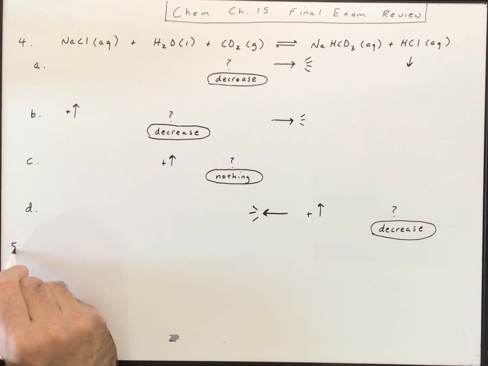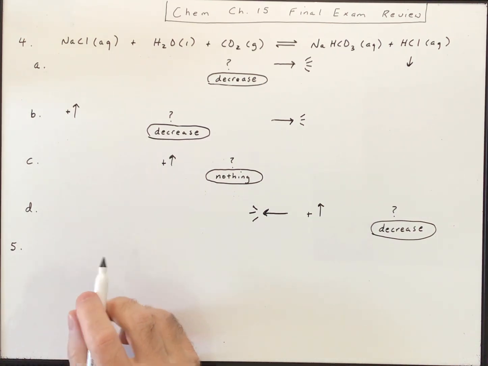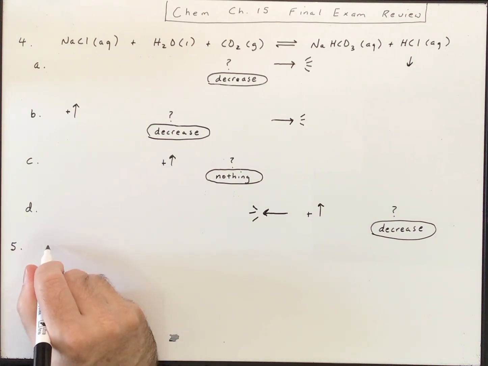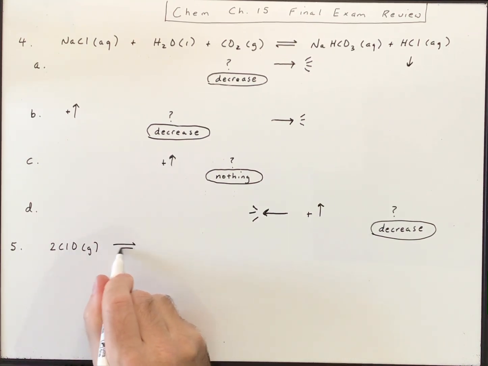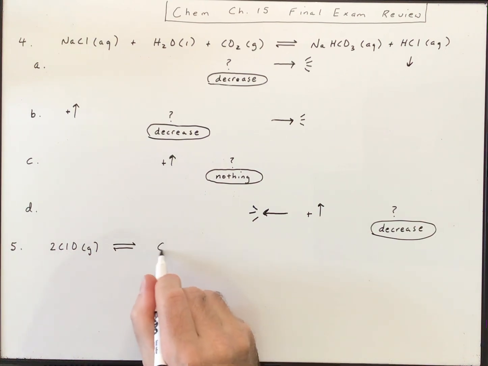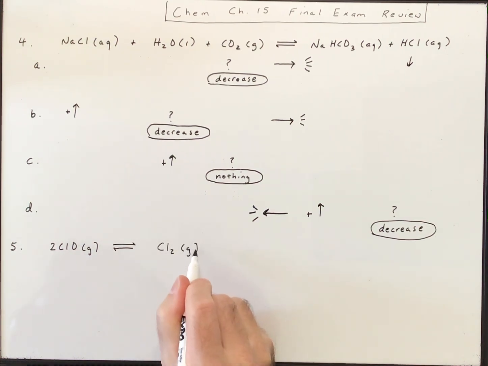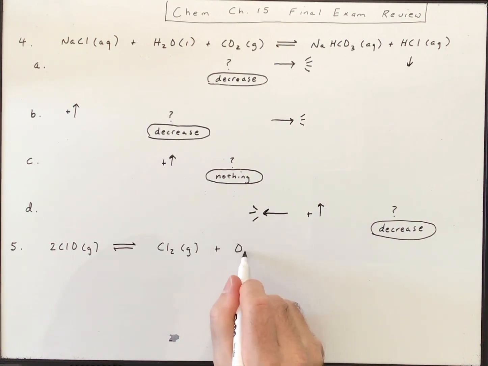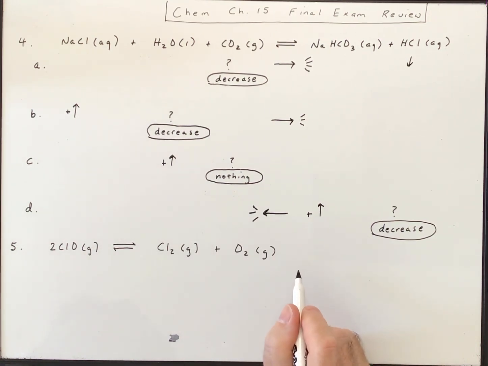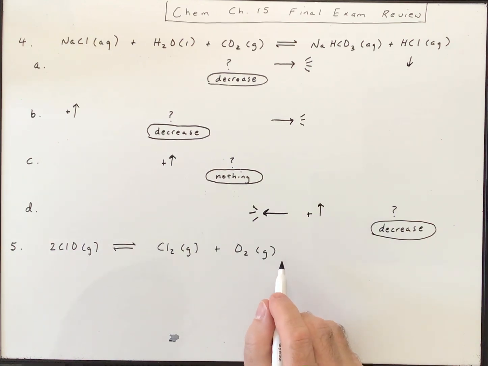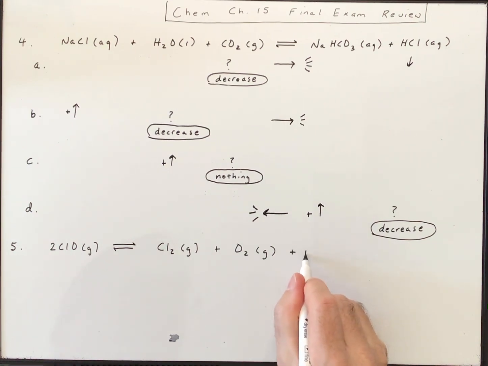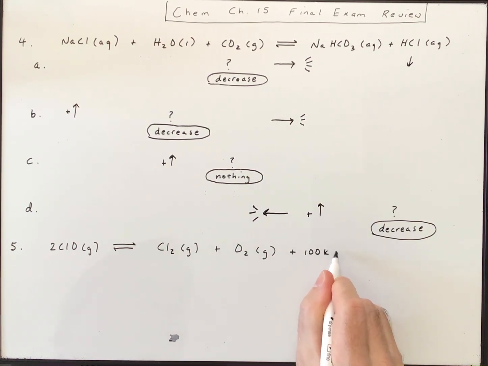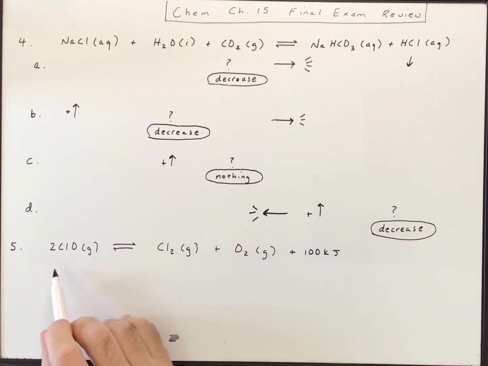Okay, I think number 5 only has 2 parts, so I'm going to try to fit it on the bottom part of the board here. So we have 2ClO gas, and we are decomposing that into Cl2 gas plus O2 gas. And it says that we have negative 100 kilojoules for delta H. That means it's a product. If it's negative, it's exothermic. The energy is a product, so I'm going to put it on the right side, 100 kilojoules. All right, the negative just tells us which side it goes on.